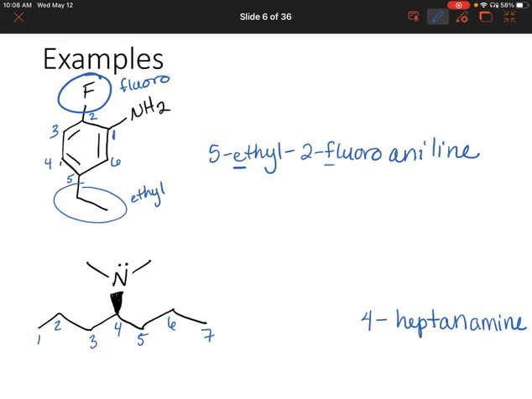But now, how do we take into account these methyl groups up here? So remember, a long time ago, we talked about how you can write capital N methyl, so N-methyl, to indicate that a methyl group is bonded to your nitrogen. Now, in this case, we have 2 methyl groups, so we're going to want to be redundant here and write N,N-dimethyl-4-heptanamine.